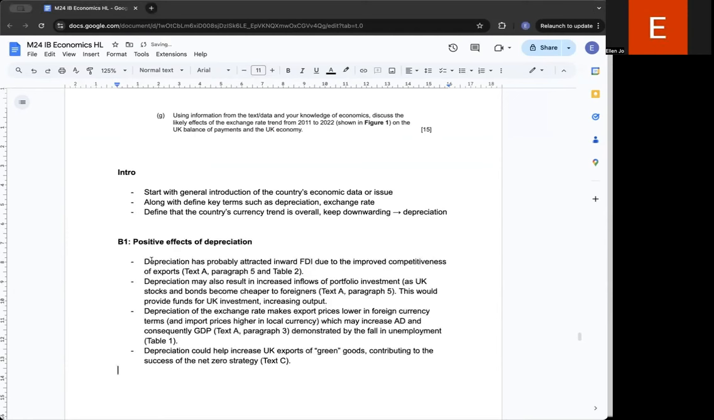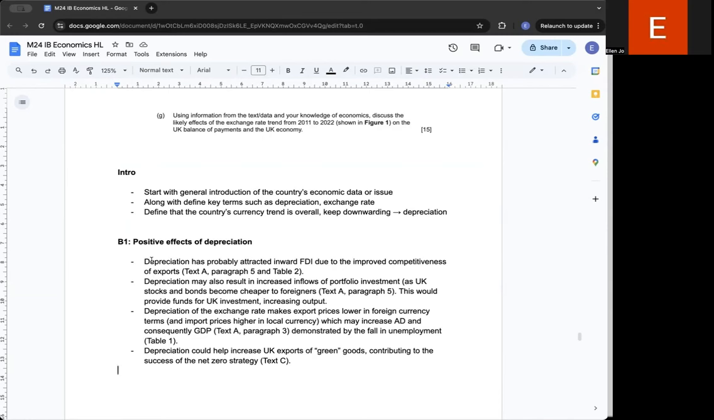First, the discussion can focus on the positive effects of depreciation for the UK economy. As you can find evidence from the given text and data, depreciation has probably attracted inward FDI due to the improved competitiveness of exports. Also, depreciation may result in increased inflows of portfolio investment since UK stocks and bonds become cheaper. So this would provide some funds for UK investment, increasing output.